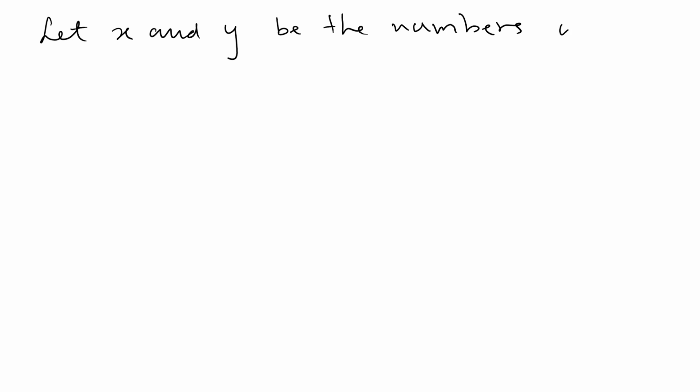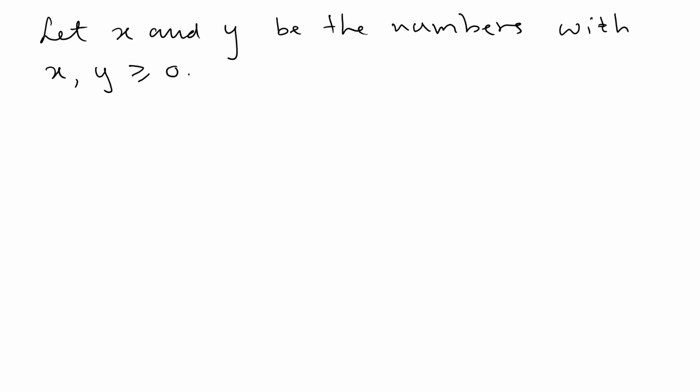First, we're going to select the variables. This is a very important step. Let x and y be the numbers, and we also know the condition x and y are greater than or equal to 0. We know this condition because you are looking for a maximum product and you cannot have negative numbers there.